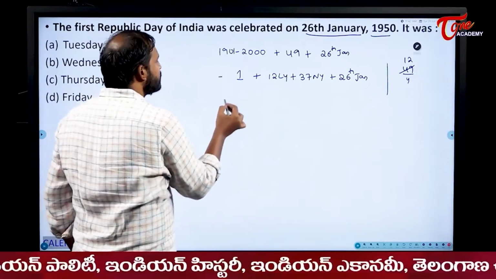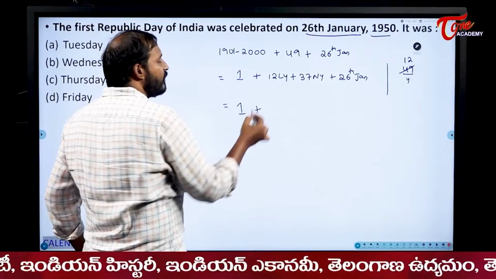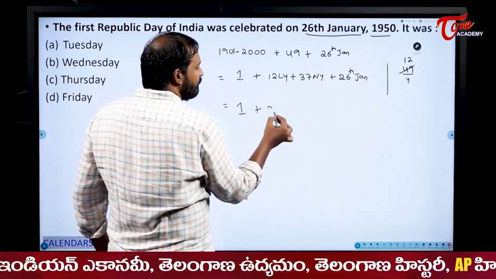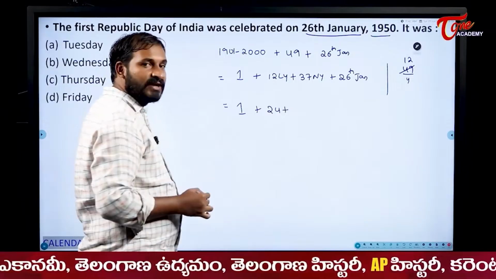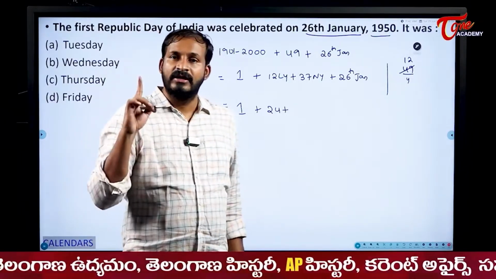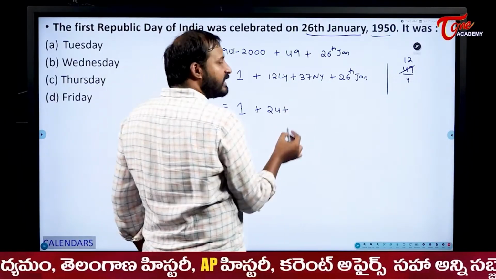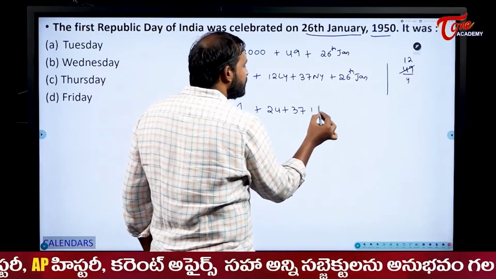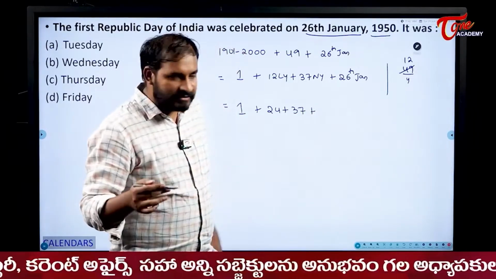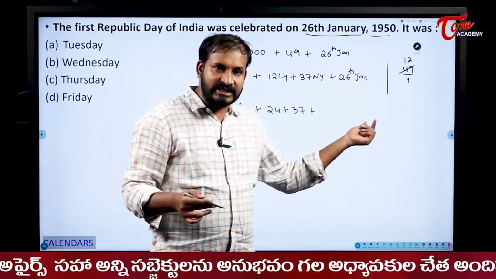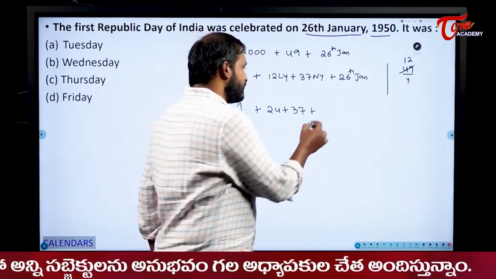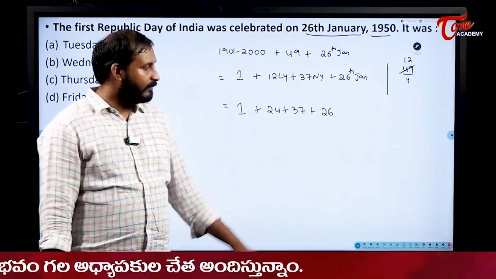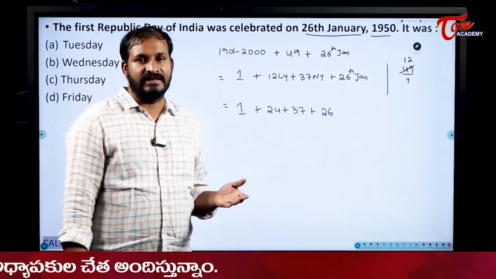Now what happens to this? 1 plus, for a leap year, how many odd days do we have? 2 odd days. So 12 into 2, 24. Plus, for a normal year, how many odd days do we have here? 1. So total how many normal years are there? 37. So 37 into 1 becomes 37. Plus, here anyway we are finding a date in the month of January itself. So directly I will write 26. No need to write the code of the month January. Why? Because we are finding a date in the month of January itself.